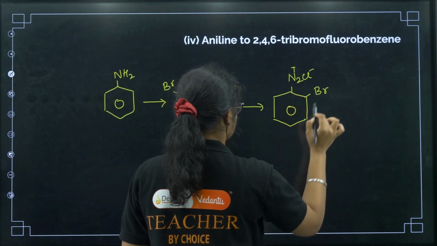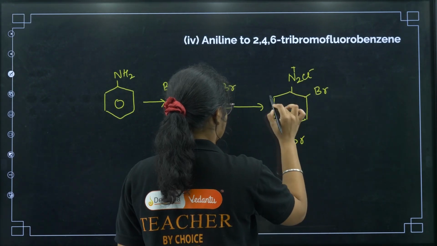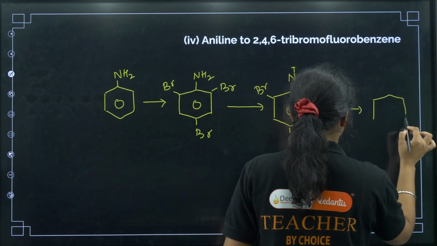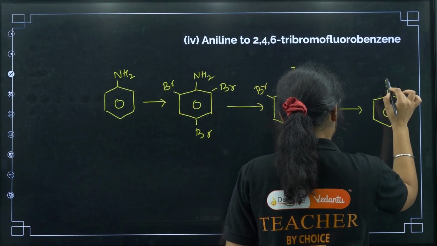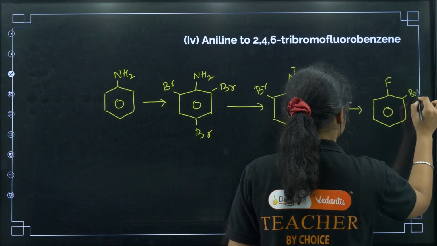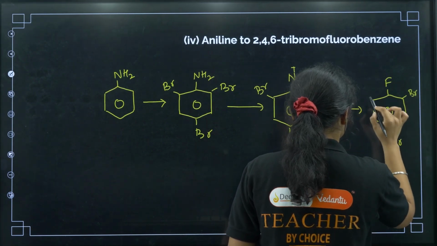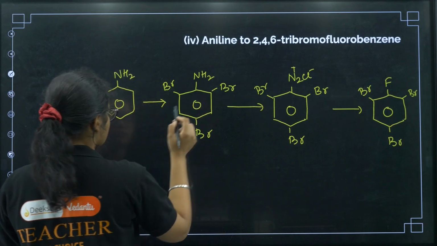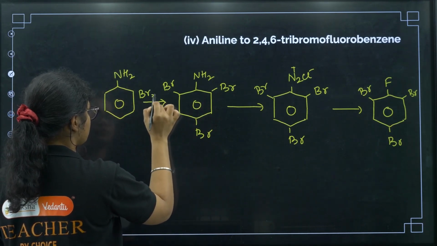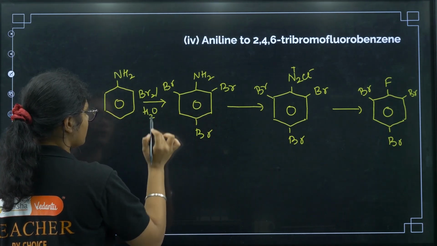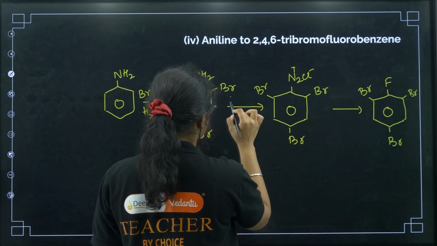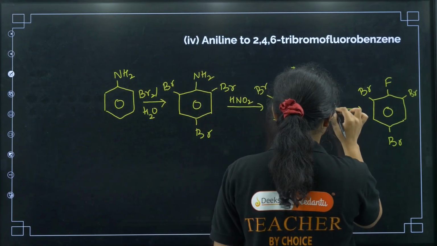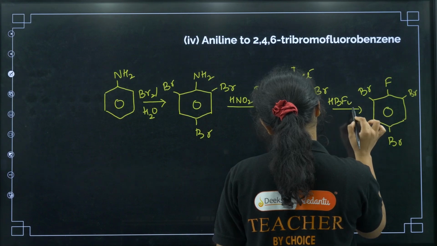After that convert it into benzene diazonium chloride, okay. Next you just need to convert it into fluorine, and we know in the reactions of benzene diazonium chloride, how to get fluorine, right. So here what you have to do, simply you have to use bromine water. Okay, once you got this one, then just use HNO2. Then once you get this one, use HBF4.